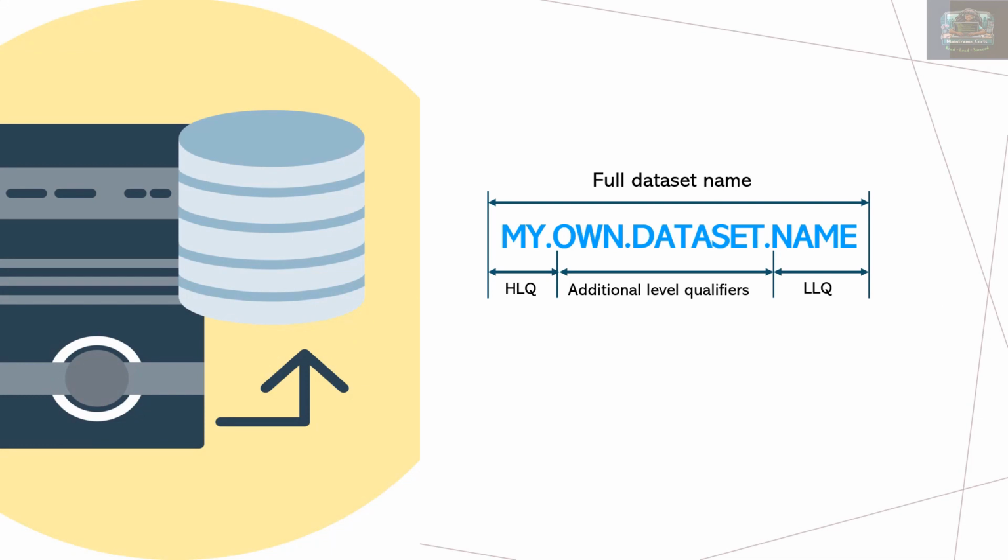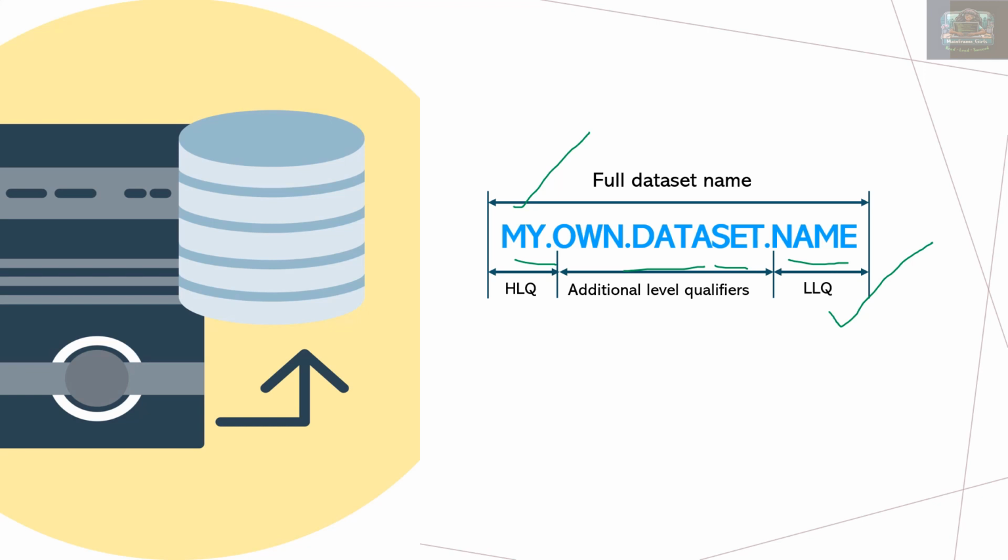After the definition, we are seeing how to name a dataset. A dataset name can have one segment or more than one segment. It can go up to 22 segments. Each segment has its own level of qualification. Here the example is my own dataset name. Here the first segment is the high level qualifier. Each segment, as I told you, has its own level of qualification, and the last one is called the low level qualifier.